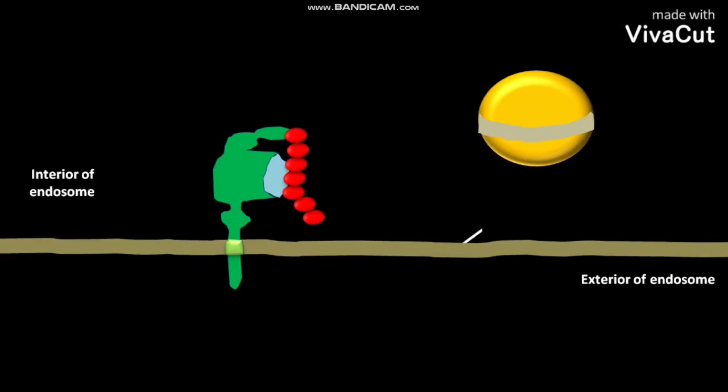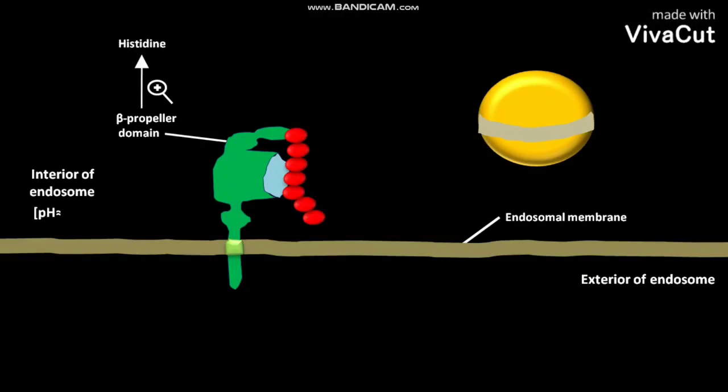This is the endosomal membrane. This is the beta propeller domain of LDL receptor. The beta propeller domain contains histidine amino acids. When the pH of interior of endosome is almost equal to 5.0, the histidine amino acids in the beta propeller domain of LDL receptors are protonated. Due to this protonation, the beta propeller domain is positively charged.